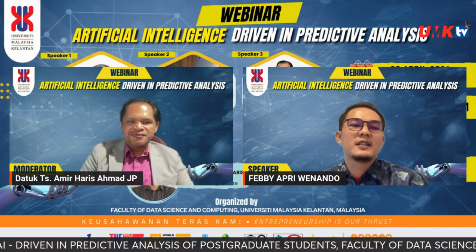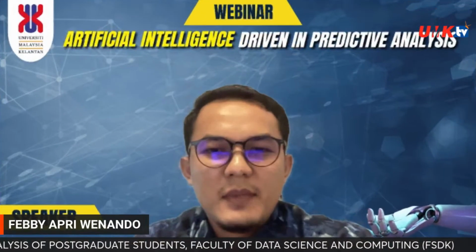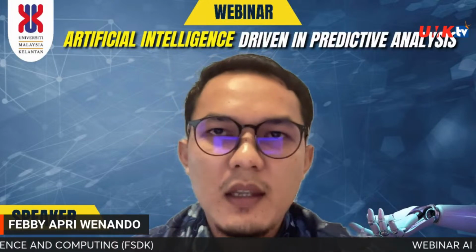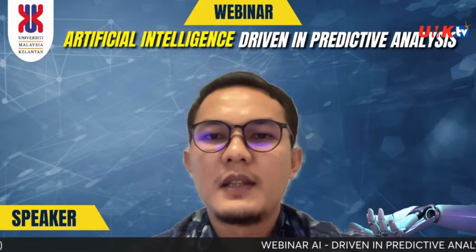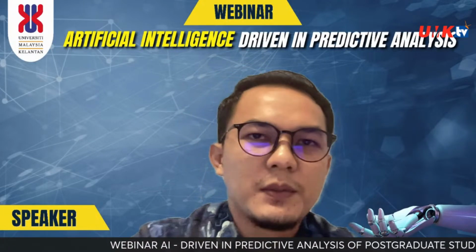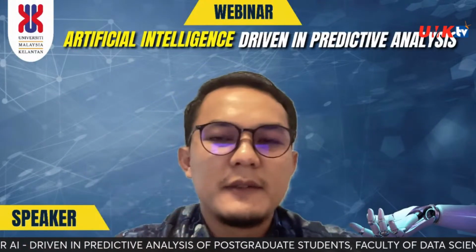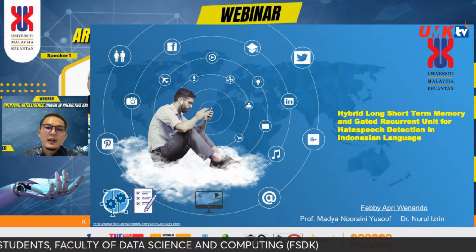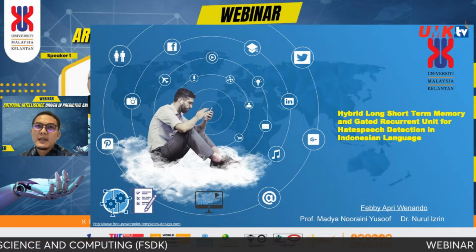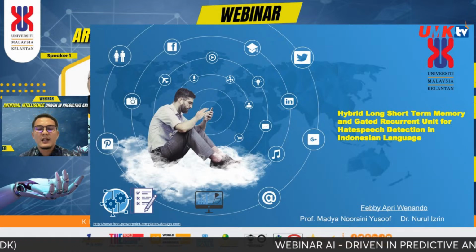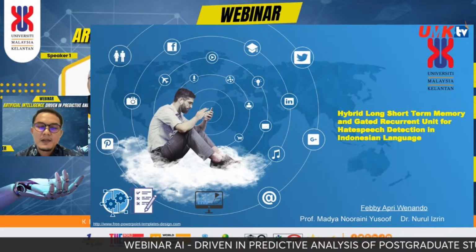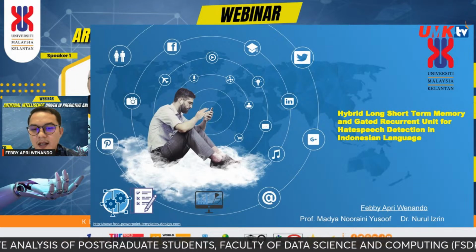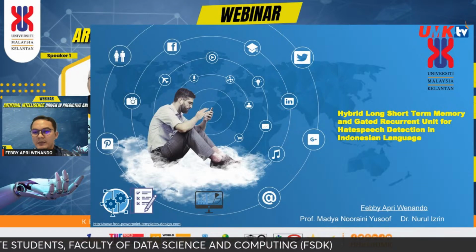Okay, thank you, Datu Amir, for the time. Let me introduce myself. My name is Febia Priyanando. I'm currently a postgraduate student in data science at UMK, University Malaysia Kelantan. Today I will present my research in artificial intelligence. I graduated with a master's from University Gajah Mada in Yogyakarta, Indonesia, and I did my bachelor degree at Padang State University. Today I will continue what Cikgu Hanafi told before.